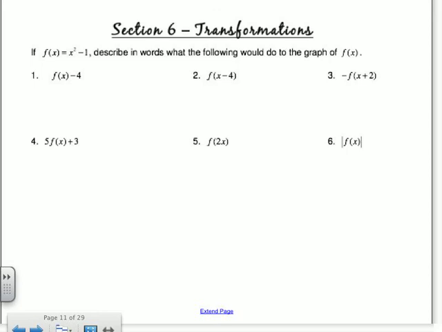Transformations. So if f of x equals x squared minus 1, describe in words what the following would do to the graph of f. All right, so the big thing to remember is if numbers are inside with the x, it's affecting the x value. And when it's inside, it does the opposite of what you would think.